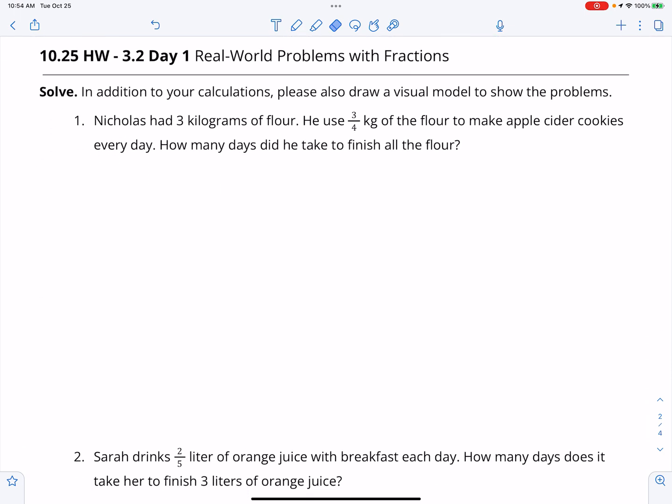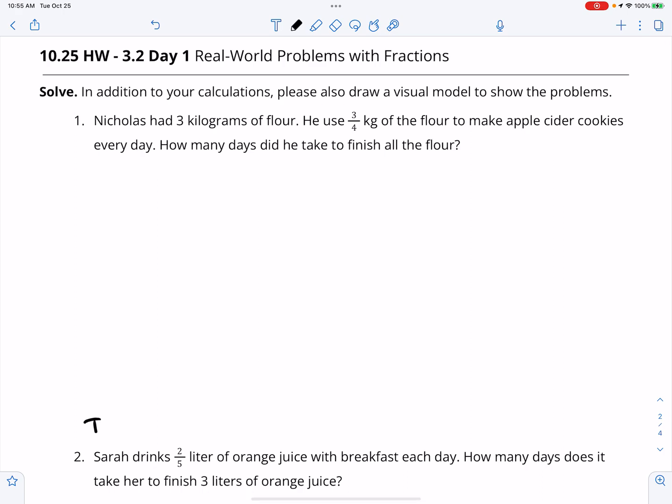So Nicholas had 3 kilograms of flour. He uses 3/4 of a kilogram of the flour to make apple cider cookies every day. How many days did he take to finish all the flour? So I'm just going to list off on this side. Well, first off, when dealing with these problems, I like to identify what the answer is. So putting it into a sentence.